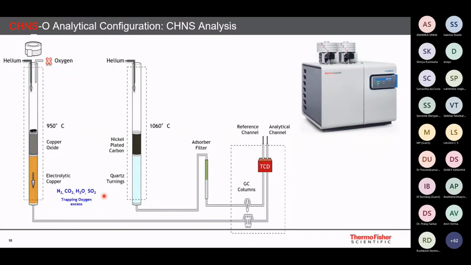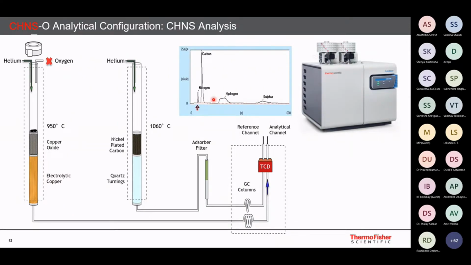Now this is passed through the GC column. Here it is a TCD detector. The TCD detector works on the Wheatstone bridge principle. So one flow is required for the analytical flow, and one flow is for the reference flow. In the reference flow there is nothing, only helium gas comes. And in the analytical flow, nitrogen, carbon dioxide, H2O, and sulfur dioxide species come. On that basis we can measure our analytes of interest.